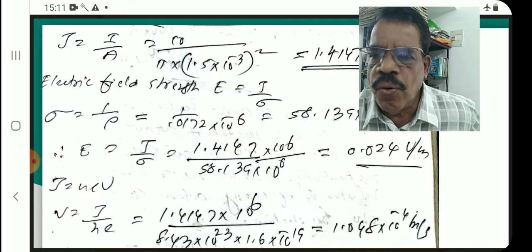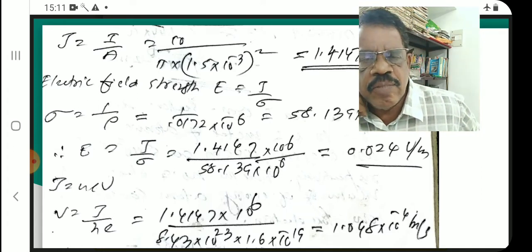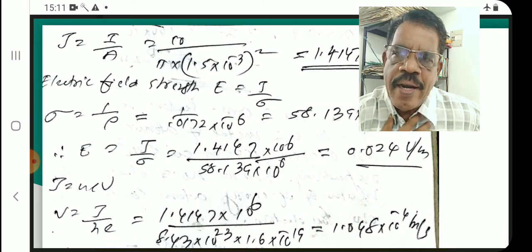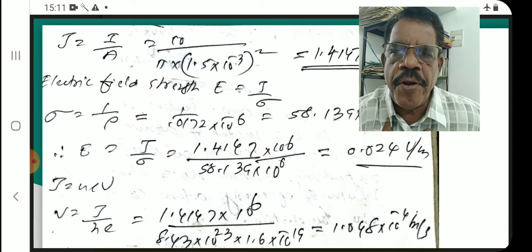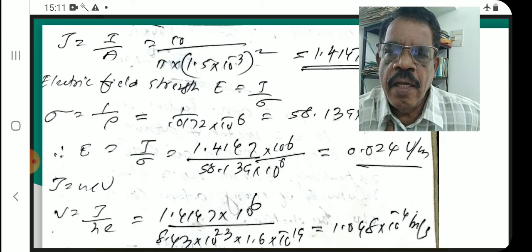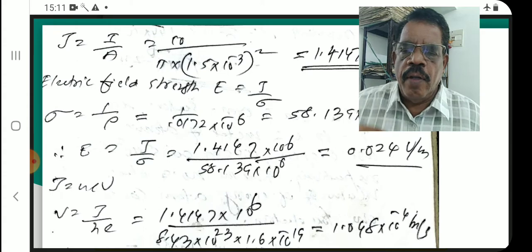You see the order of drift velocity. It is very small. The drift velocity of electrons in the conductor, copper conductor, is very small, of the order of 10 raised to minus 6 meter per second. I told you early in the earlier class, drift speed is small.